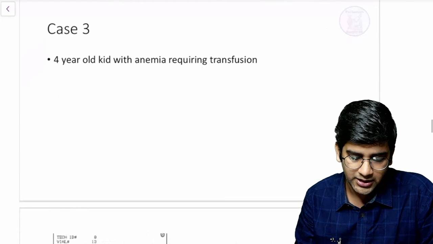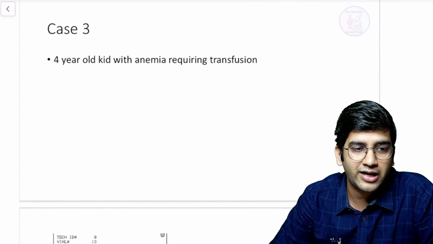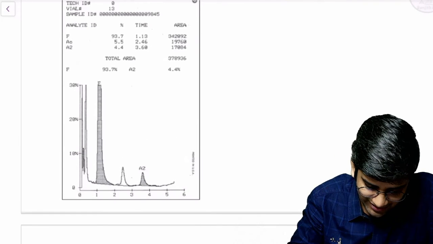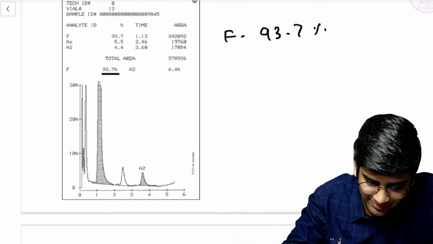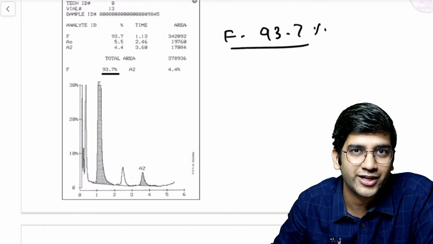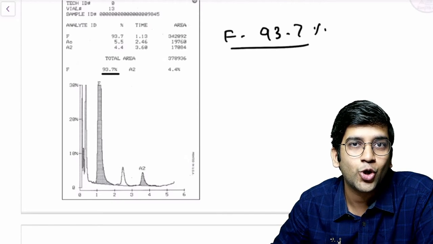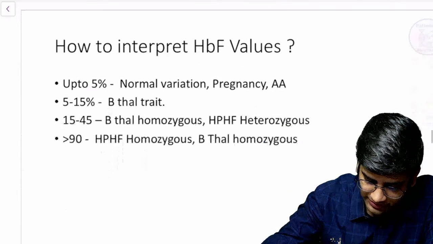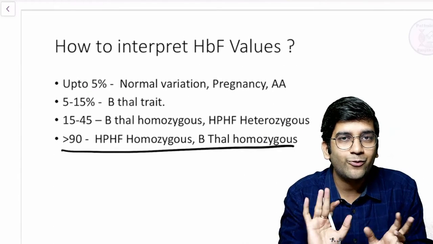Third case. A 4-year-old kid with anemia requiring blood transfusion. Right? Requiring blood transfusion, having anemia, fine? Look at the peak. Hemoglobin F is 93.7%. F more than 90%. I have only two differential diagnoses: hereditary persistence of fetal hemoglobin homozygous or beta thalassemia major. I have only two differential diagnoses, right? These are the only two for me. Now tell me, how will you differentiate this?